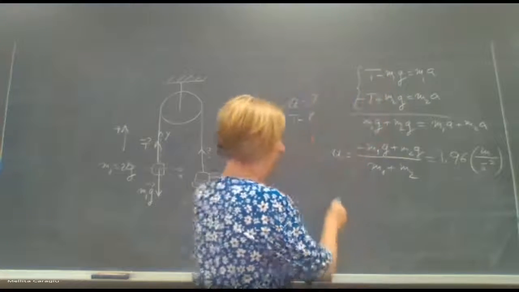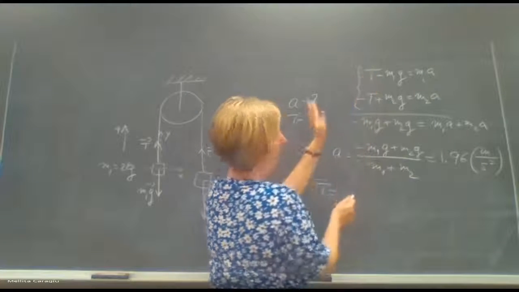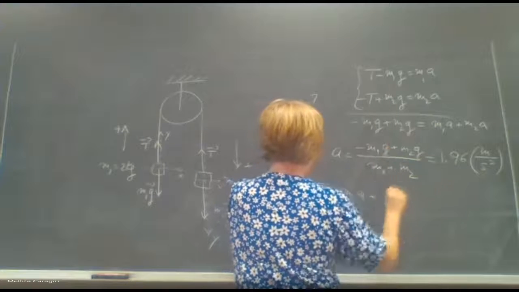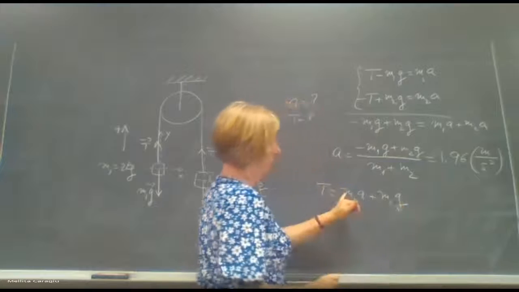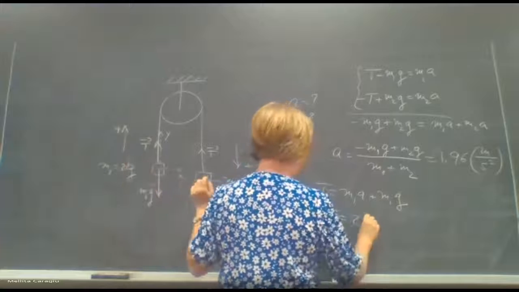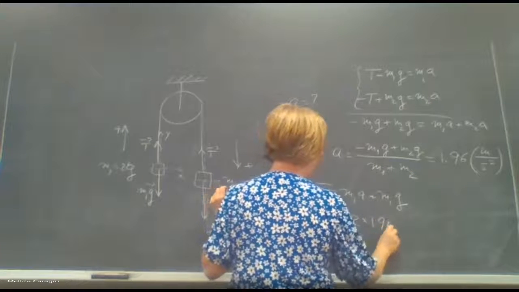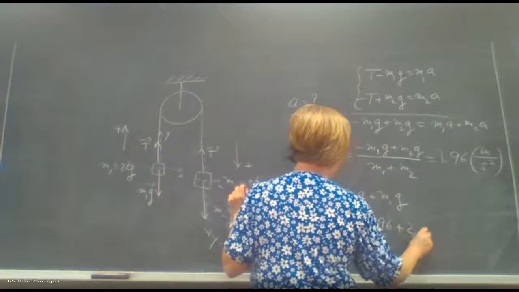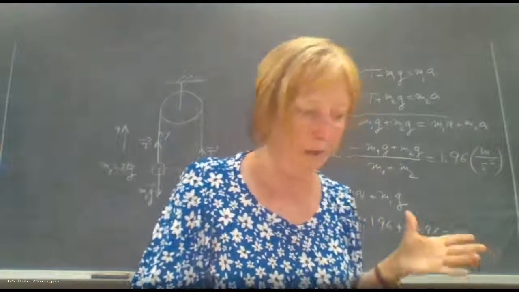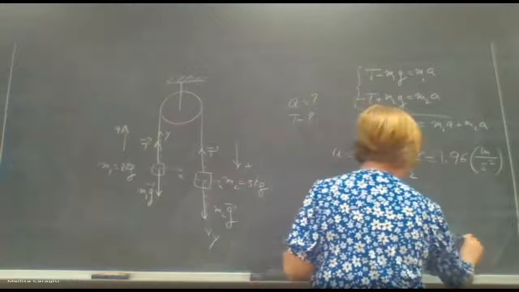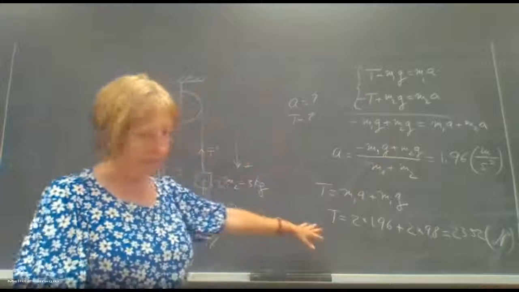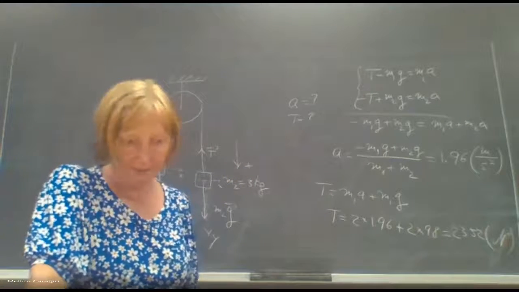So let me go back to the first equation. I'm going to keep tension on the left-hand side. So tension equals M1A plus M1G, and replacing M1 with whatever it is, 2 kilograms, acceleration 1.96, plus again 2 kilograms times 9.8. So doing this calculation, we end up with 23.5 Q. And these are again newtons, right? Because tension is a force.